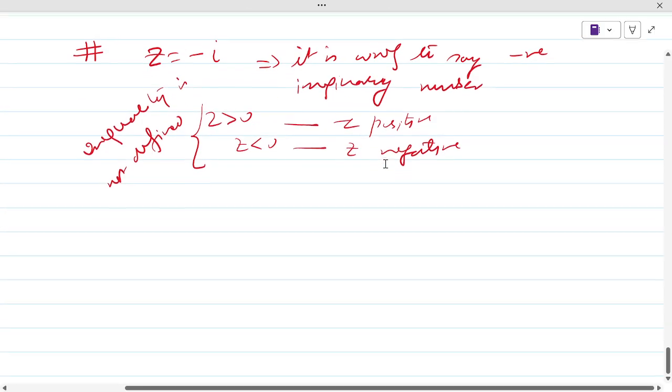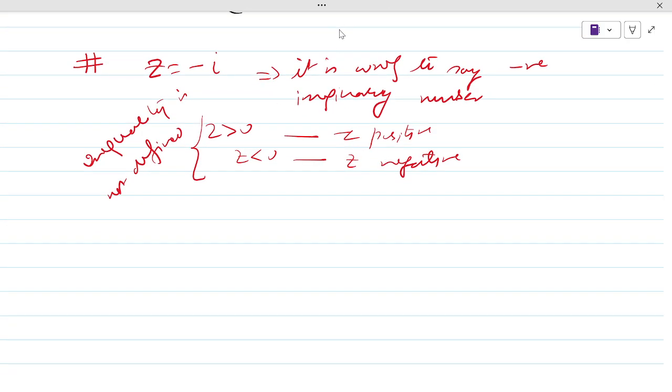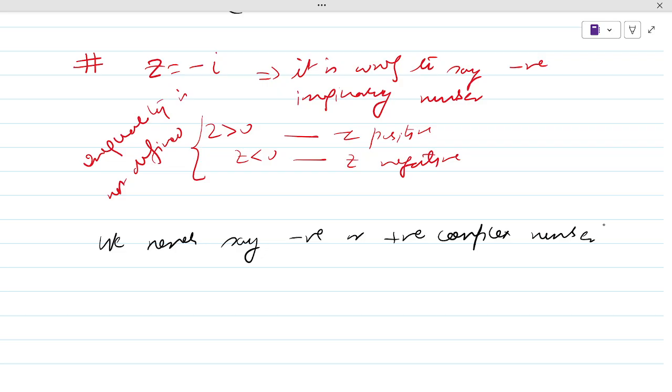That's why we never say negative or positive complex number. So these are some basic properties, the basic algebra of a complex number.